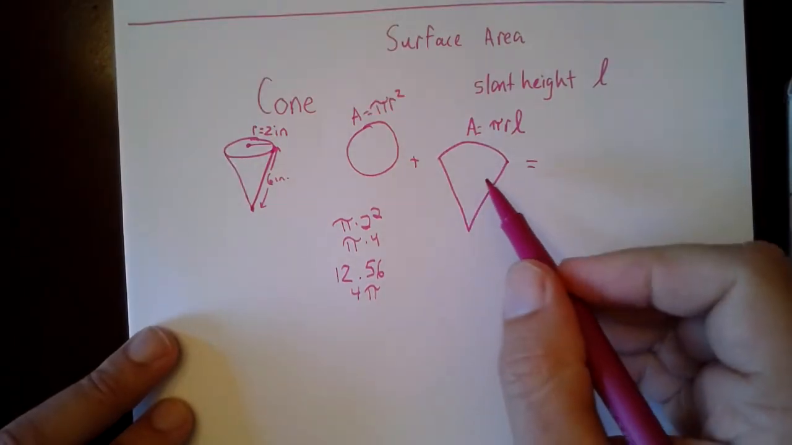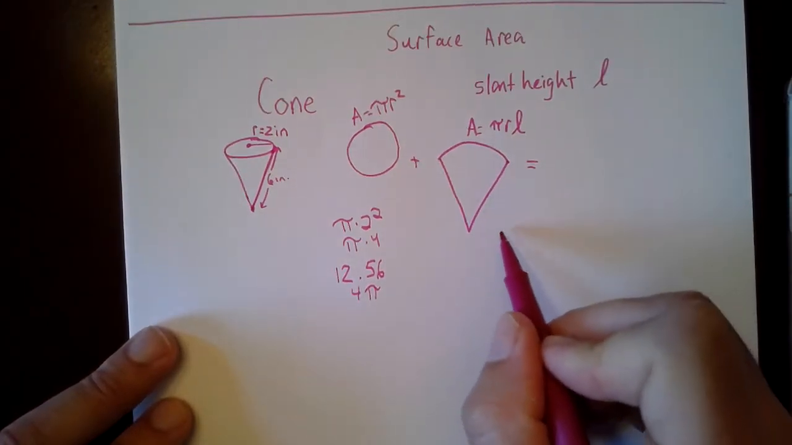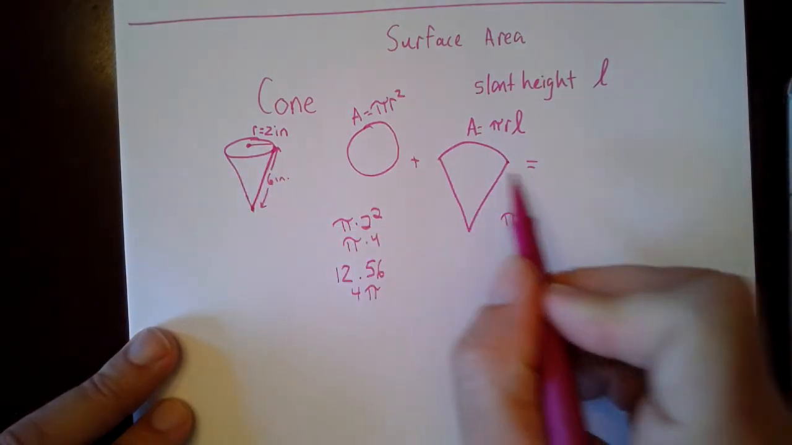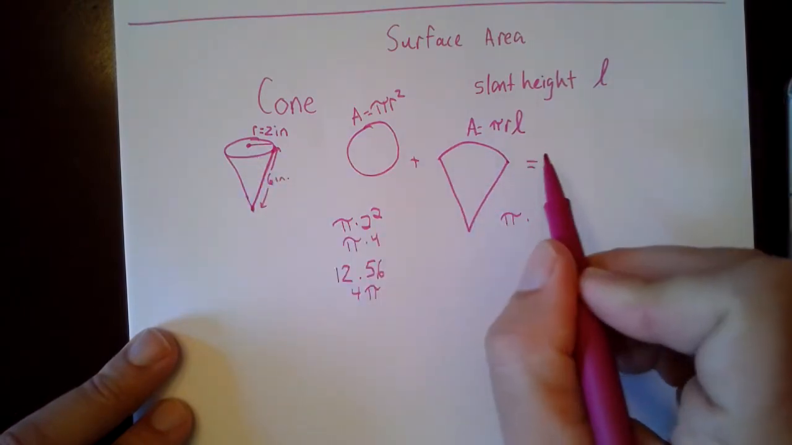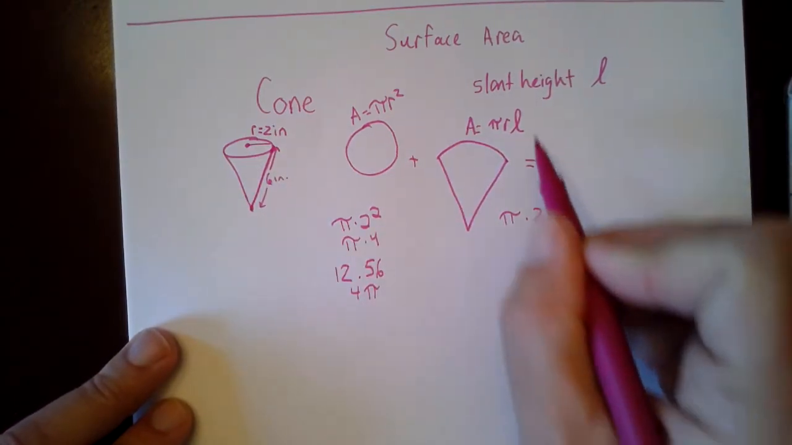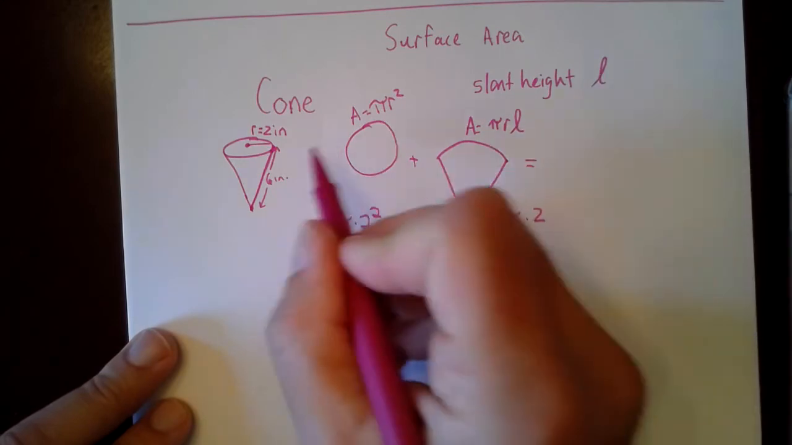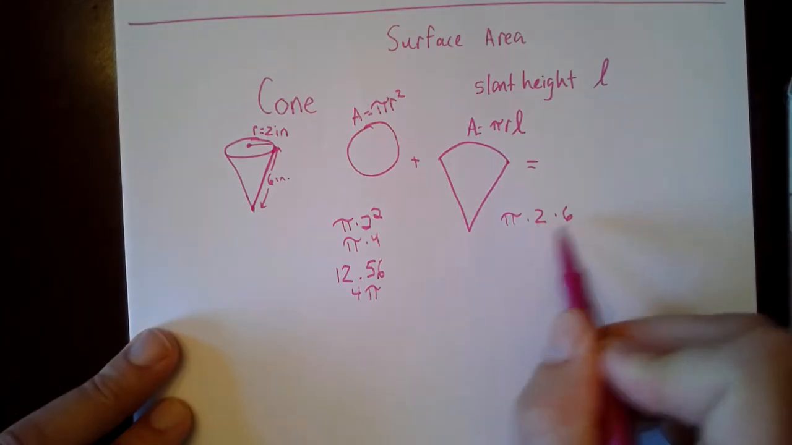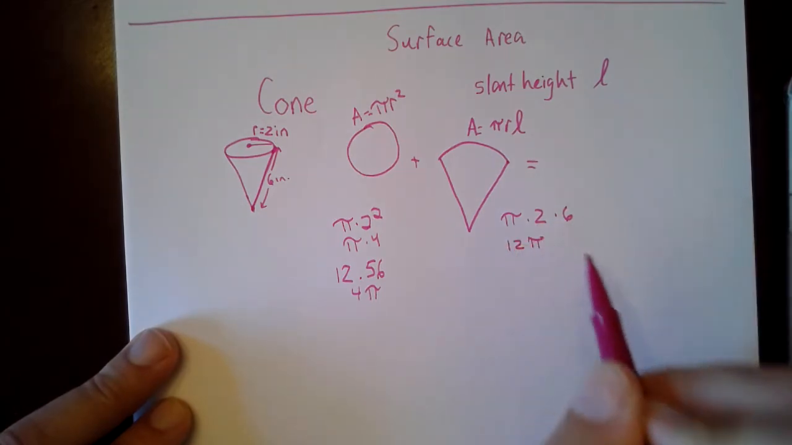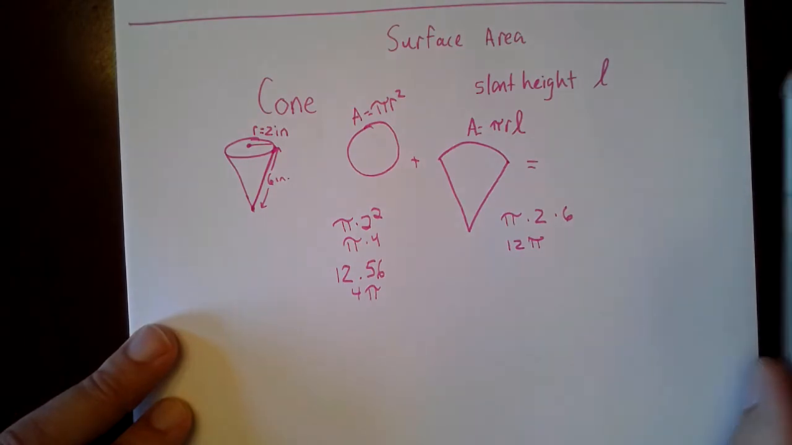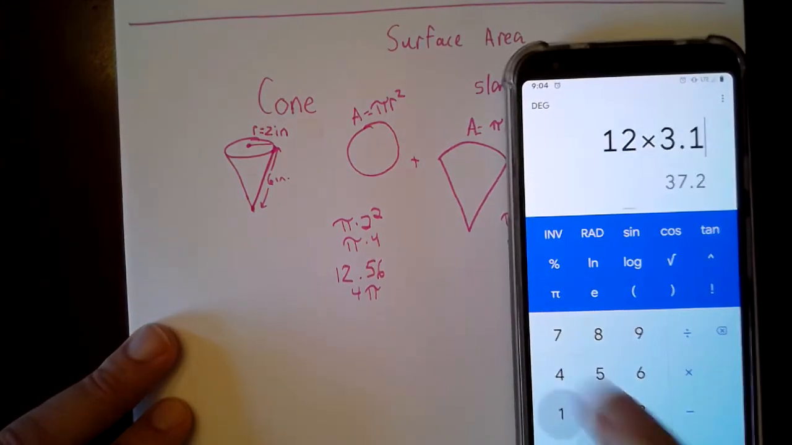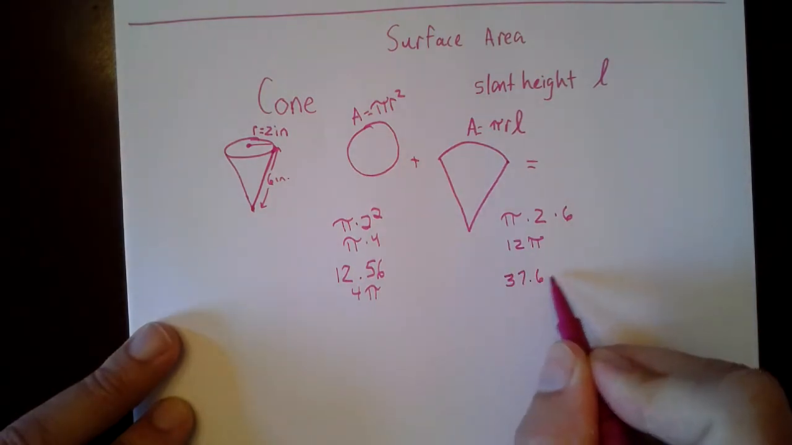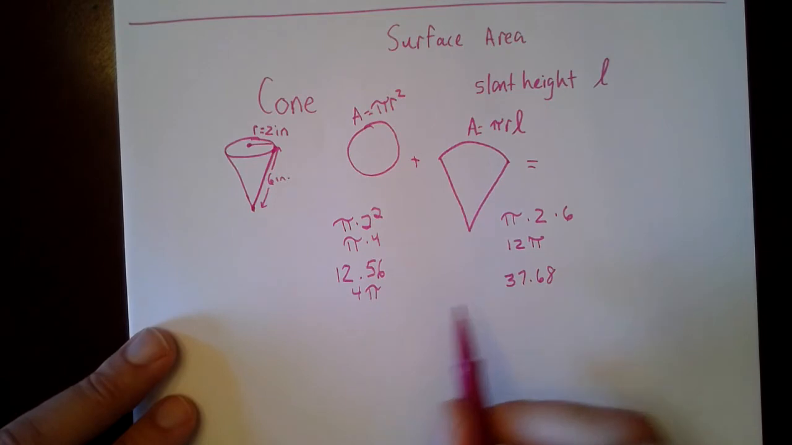Now the triangular looking base, we're going to do pi times the radius of the whole figure. Not the radius of this, but the radius of the cone. Make sure that's clear. The radius of the cone is 2 times the slant height, L. The slant height it's given is 6. This becomes 2 times 6, 12 pi. Now if I want to do 12 times pi, 12 times 3.14, 37.68, or 12 pi.